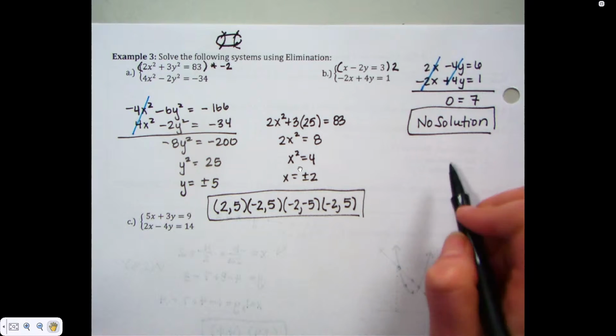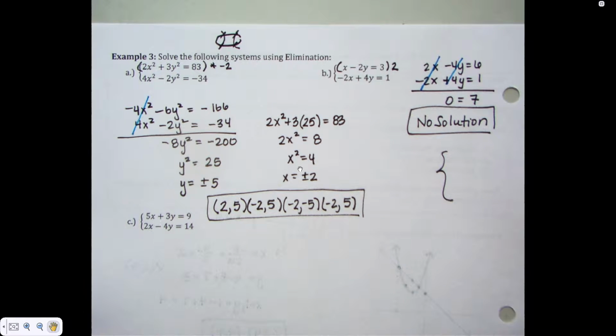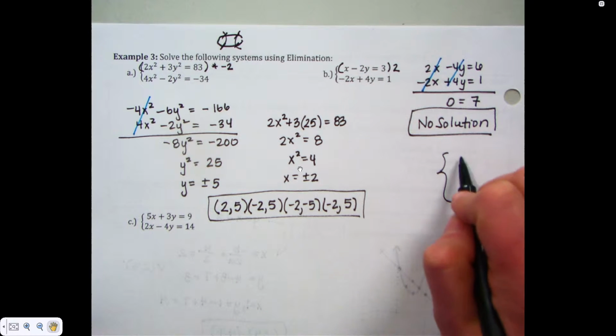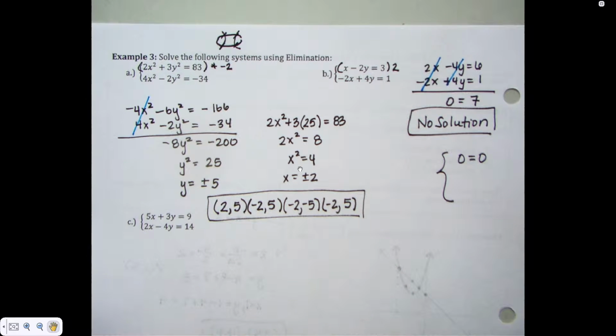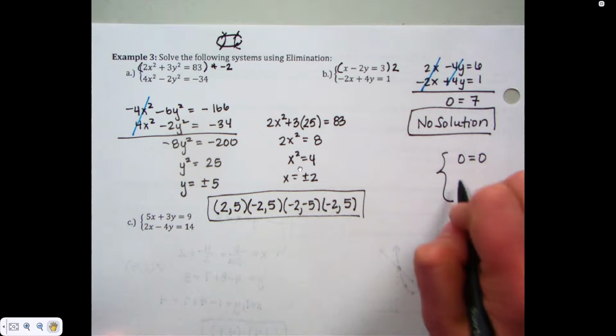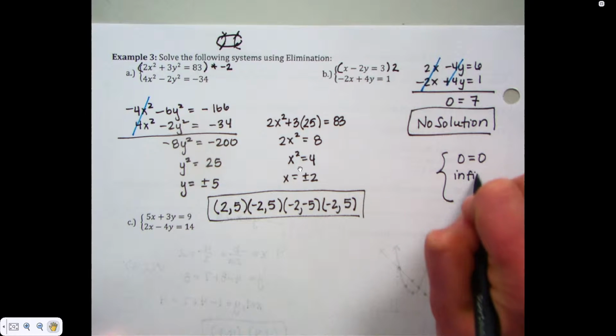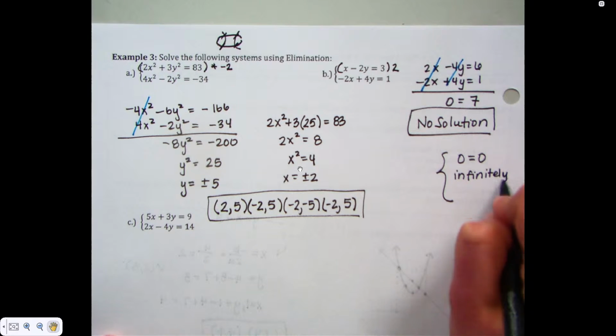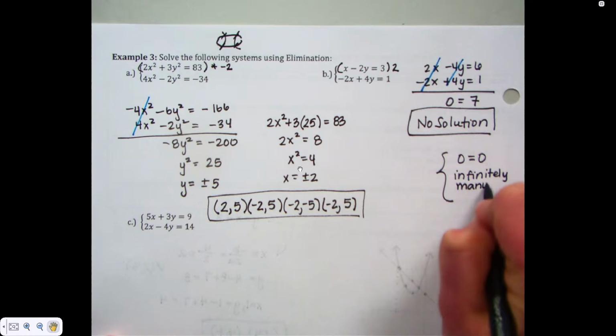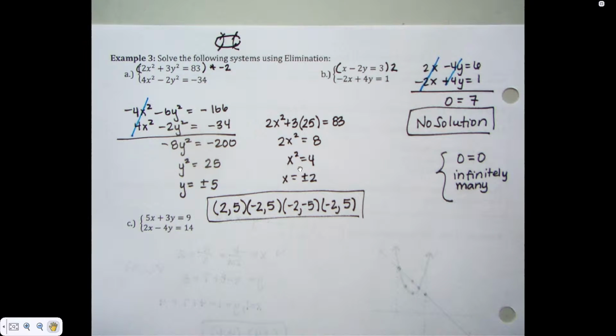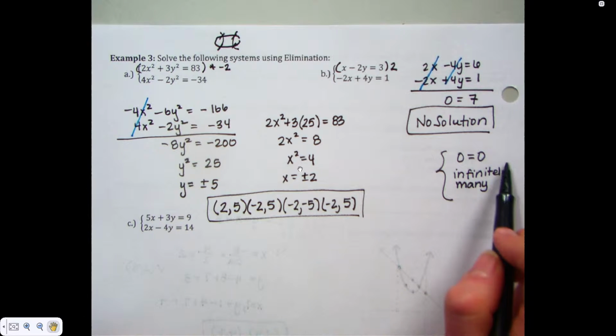If you don't get a nonsense statement, so here just as an aside, because it didn't work this time, but if you had gotten something that was an absolute true statement, 0 equals 0, 2 equals 2, right? If you get a true statement, then the answer to this would be infinitely many solutions. It doesn't matter which x's and y's you choose. There are an infinite number of solutions that would make that true. You have to be really careful. Some kids get this confused with all real numbers.